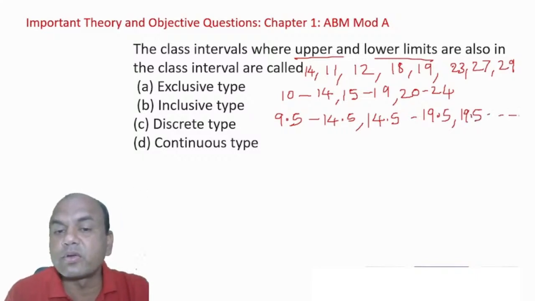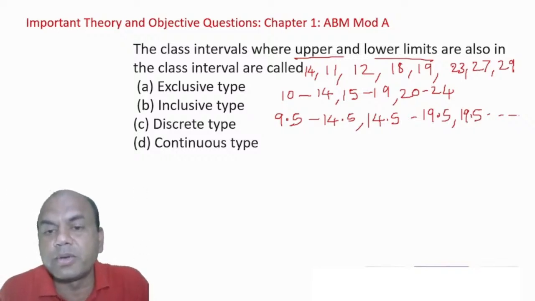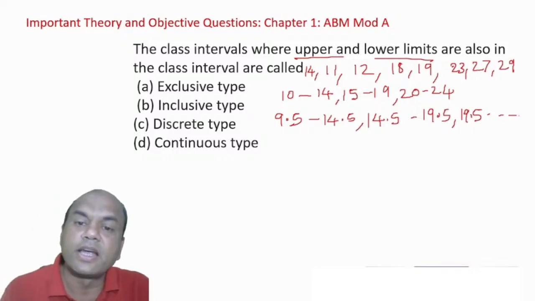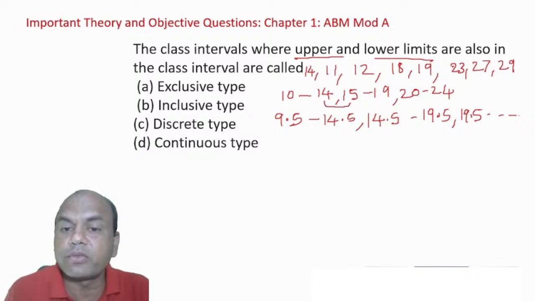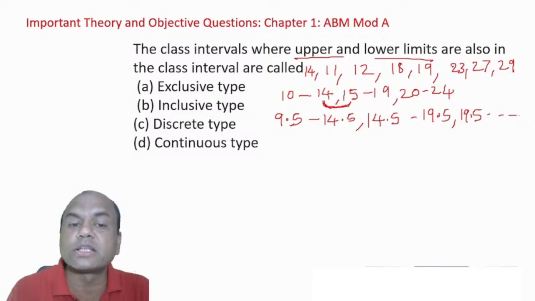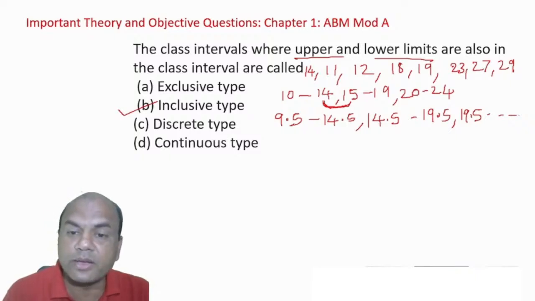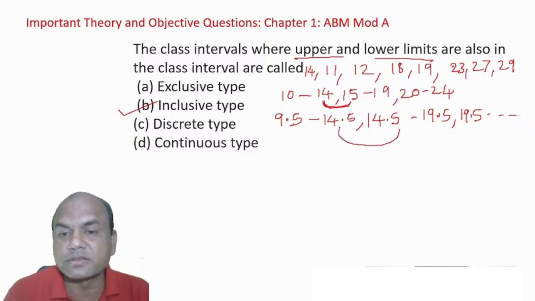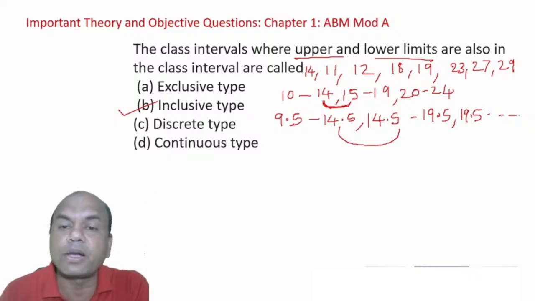So what are you seeing over here? In inclusive type, the lower limit of the next class and the upper limit of the first class are different. 14 and 15, they are different. So this is known as inclusive type. And in exclusive type, both are the same. Look at this. Both are the same over here. So where the upper and the lower limits are also part of the class interval.